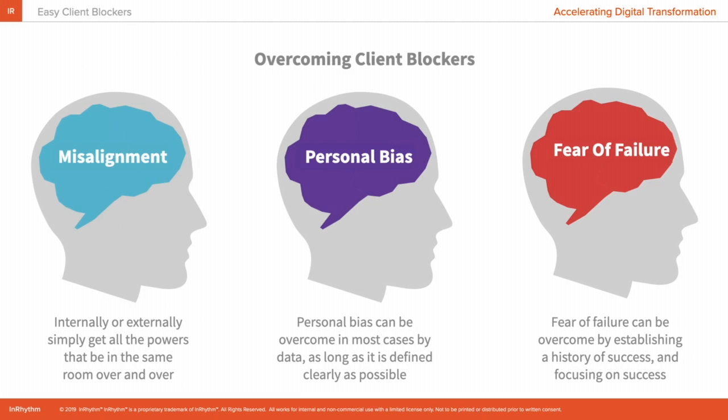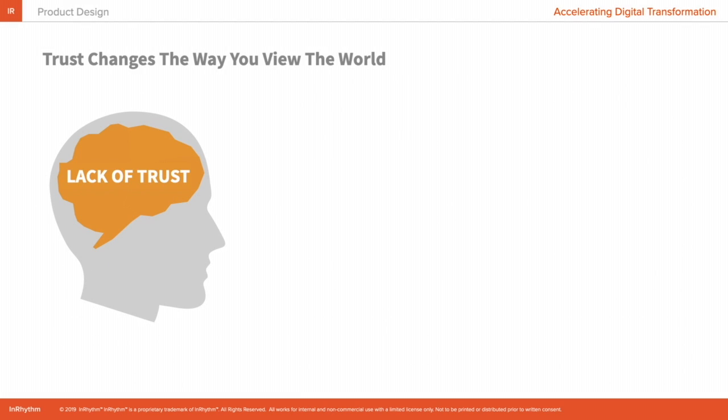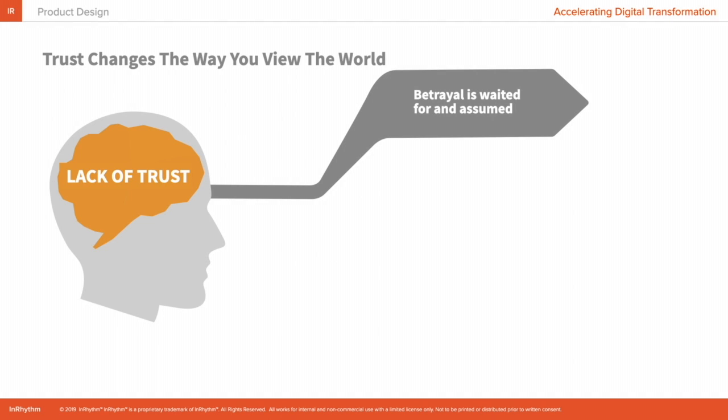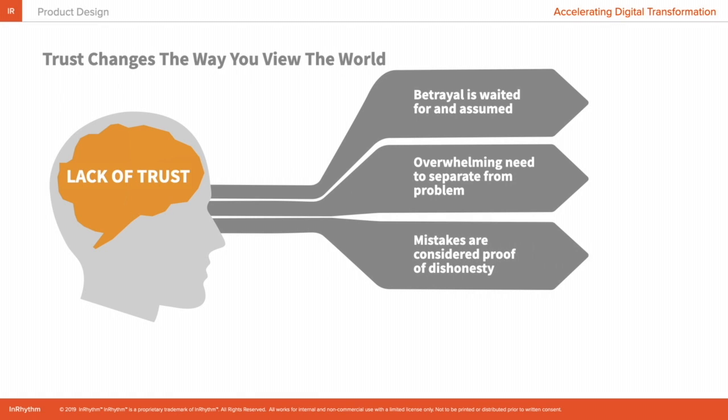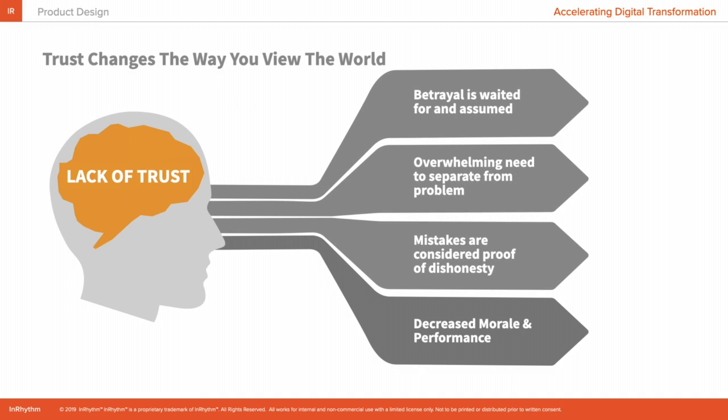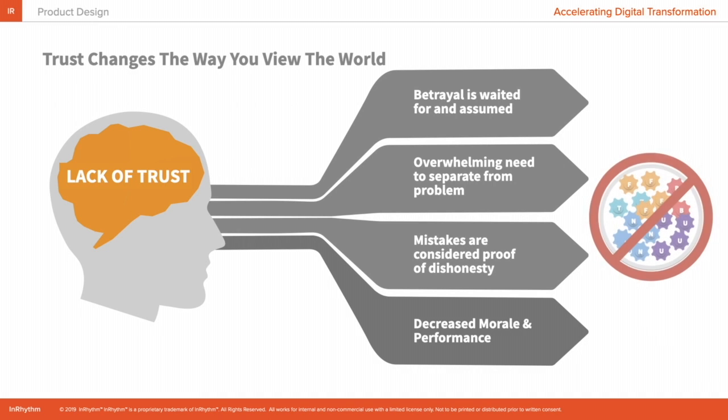The most difficult thing to overcome with a client is lack of trust, because trust changes the way you view the world. If your client doesn't trust you, then betrayal is waited for and assumed. There's an overwhelming need to separate themselves from you. Mistakes are considered proof of dishonesty, and you'll see decreased morale and performance. And gathering requirements in this atmosphere is almost impossible.